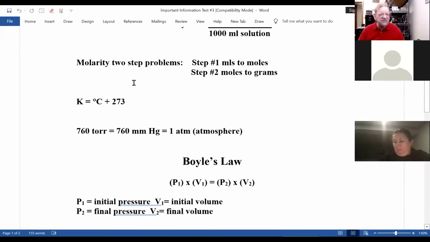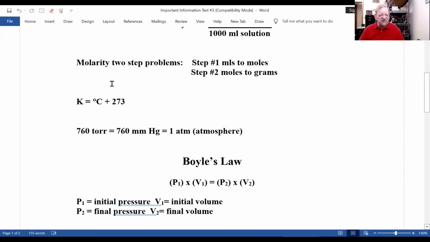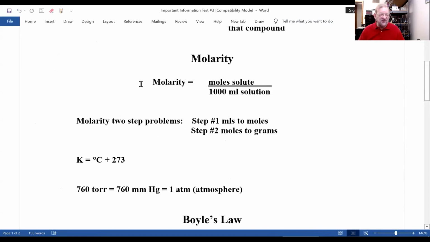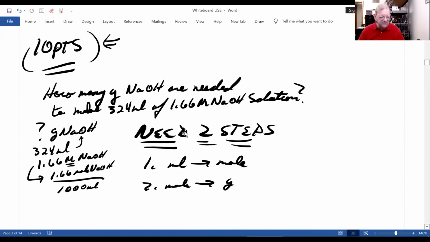Can everybody see molarity 2-step problem on your screen? Thumbs up, people. All right. Notice in important information, I also have up here molarity, but 2 steps. Step 1, go milliliters to moles, and then moles to grams. So again, I'm cutting down on how much you have to memorize, which I think is a good thing.